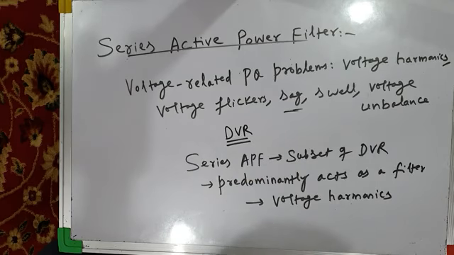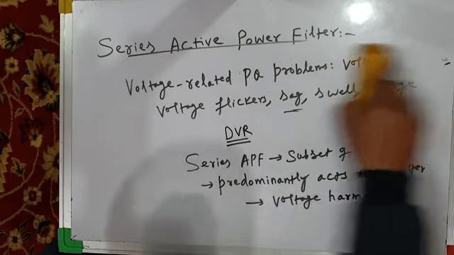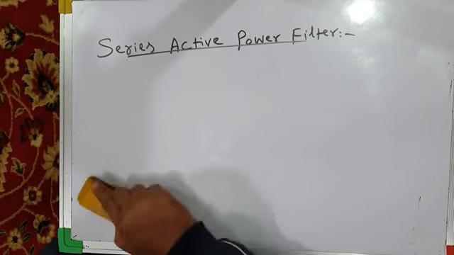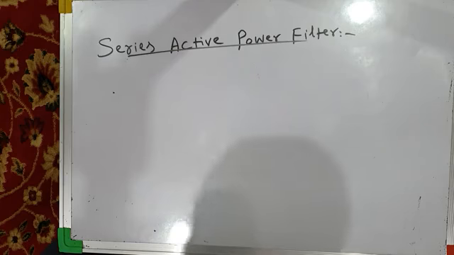series active power filter. Just like the DVR, it has the same structure. It is a voltage source converter or voltage source inverter, and it injects voltage in series with the load, and hence it takes care of some of the voltage related power quality problems. Primarily, it suppresses the harmonics present in the voltage available at the point of common coupling, or present in the source voltage, giving a clean sinusoidal voltage supply to the load. That is the function of a series active power filter.